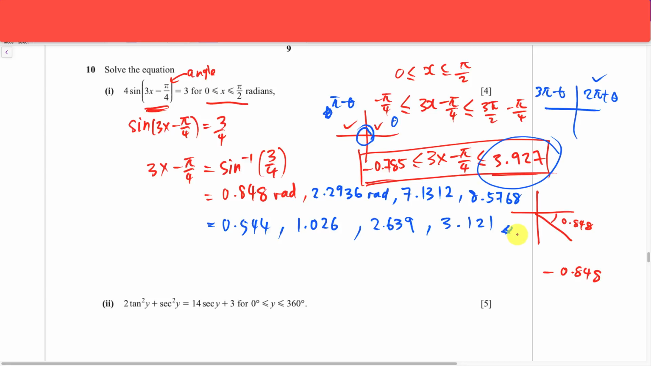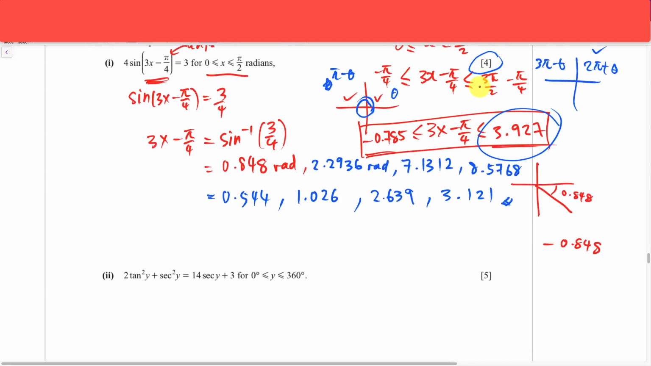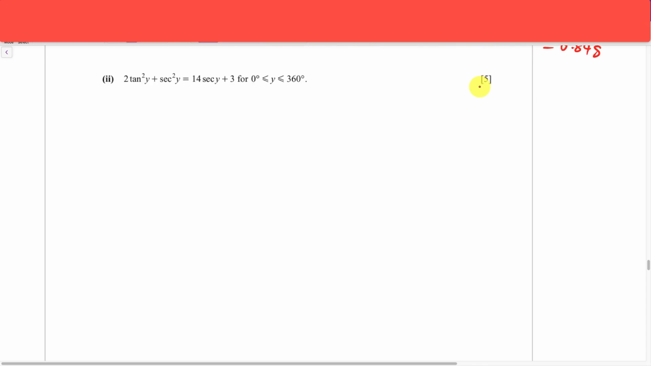Yeah, this is how we solve this kind of question. This is the reason why I give you 4 marks, because you need to do so many things. Alright, let me just move on. Okay, this is 5 marks. I think this one shouldn't be too difficult.